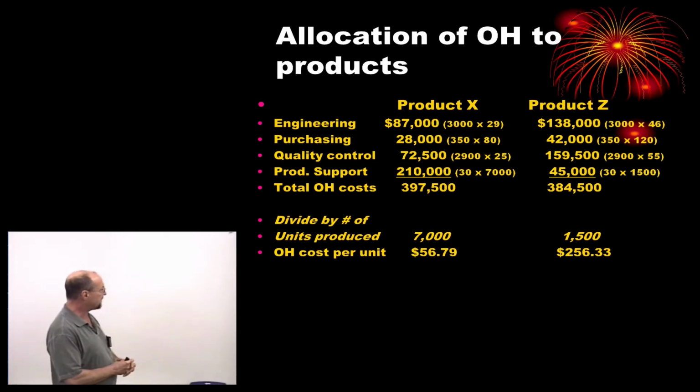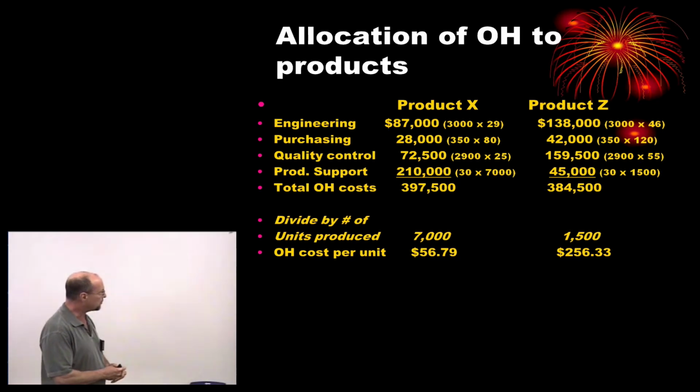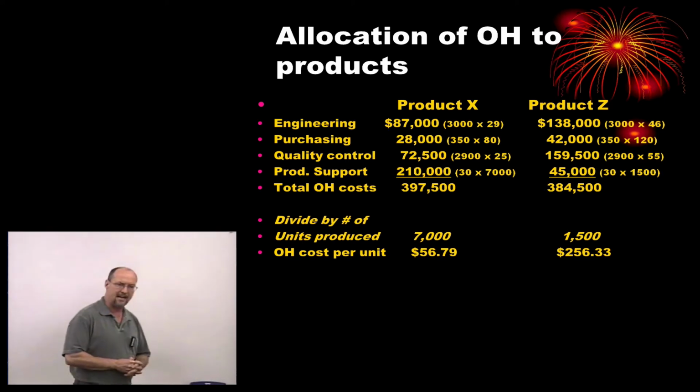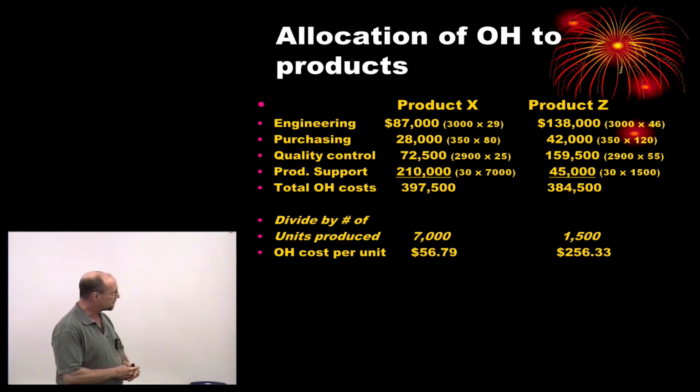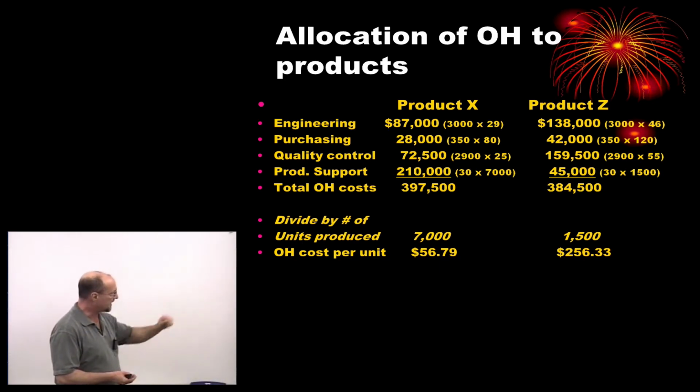Okay, there was $70,000 of purchase orders. And there it is, the split, $28,000 for X, $42,000 for Z, based on the number of purchase orders that we placed in the purchasing department. Quality control testing, there's the allocation. Since we had more tests for Z, we're going to allocate more of the quality control department costs to product Z. And then last, we manufactured more of X than we did of Z, so we're going to allocate more of the general production or facility support to product X.